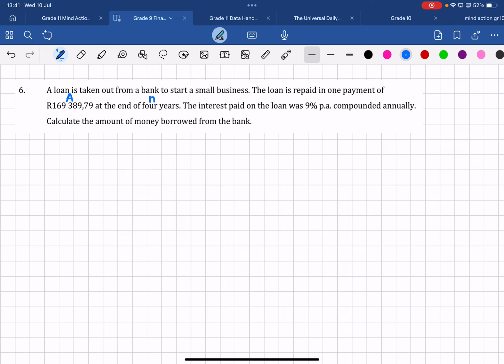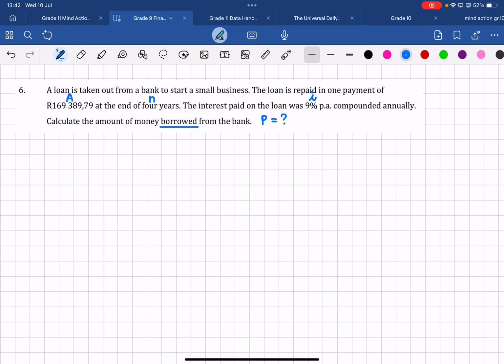Then they're saying the interest paid on the loan was 9% per annum compounded annually, so it's compound interest. So I is going to be 9%. And they're asking us to calculate the amount of money borrowed from the bank. So which letter is that, guys? The amount of money that we have borrowed? P. That's our P value. Okay, so as soon as you see borrowed or invested, that is always your P value.